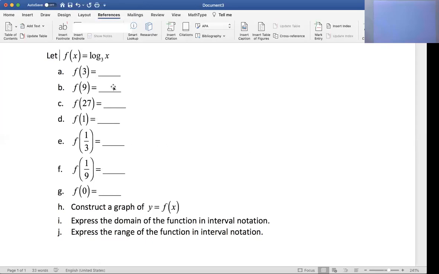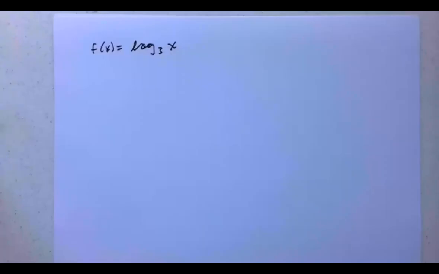Okay, this question gives us the function f of x is log base 3 of x. We want to evaluate a whole bunch of values, construct a graph, then find the domain and range. So we are looking at f of x is log base 3 of x. And we want to go ahead and find 1, 3, 9, 27, 1/3, 1/9, 0. So let's look at that.